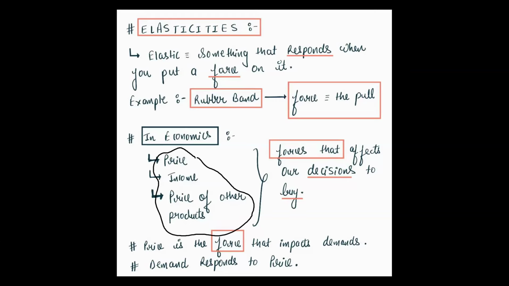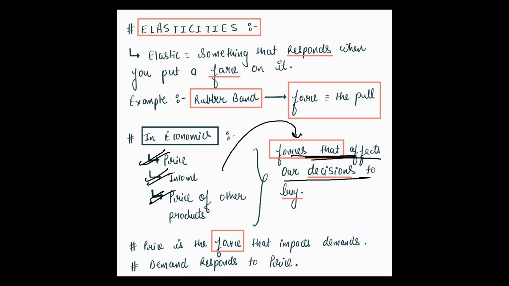which are determining quantity demanded. So they are applying some forces. According to these forces, quantity demanded is being changed. That's why the concept of elasticity has been used in the law of demand also. So basically in economics, these three categories, price, income, and price of other products, apply a force that affects our decision to buy. When we buy something, that means we are demanding something. Is it clear?